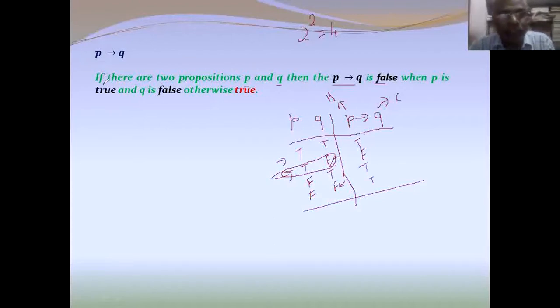If there are two different propositions P and Q, then P implies Q is false when P is true and Q is false. Otherwise, it is true. So there are 3 true values and 1 false value. To get a false value, the hypothesis must be true and the conclusion must be false. The left one is known as the hypothesis and the right one is known as the conclusion. So in this truth table, P is true and Q is false in the second row, so its truth value is false, and in all other cases it is true.